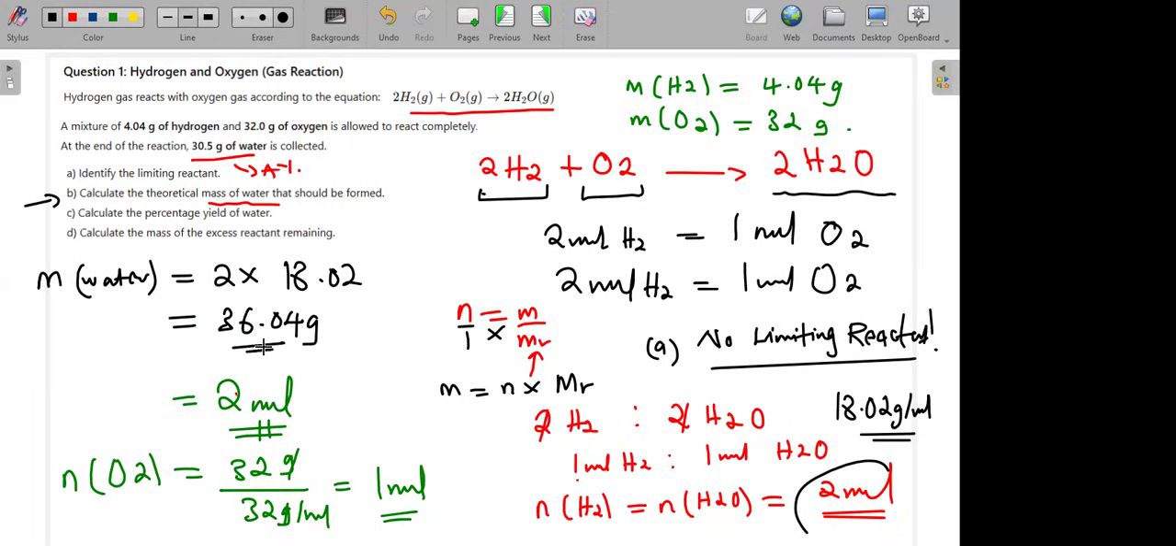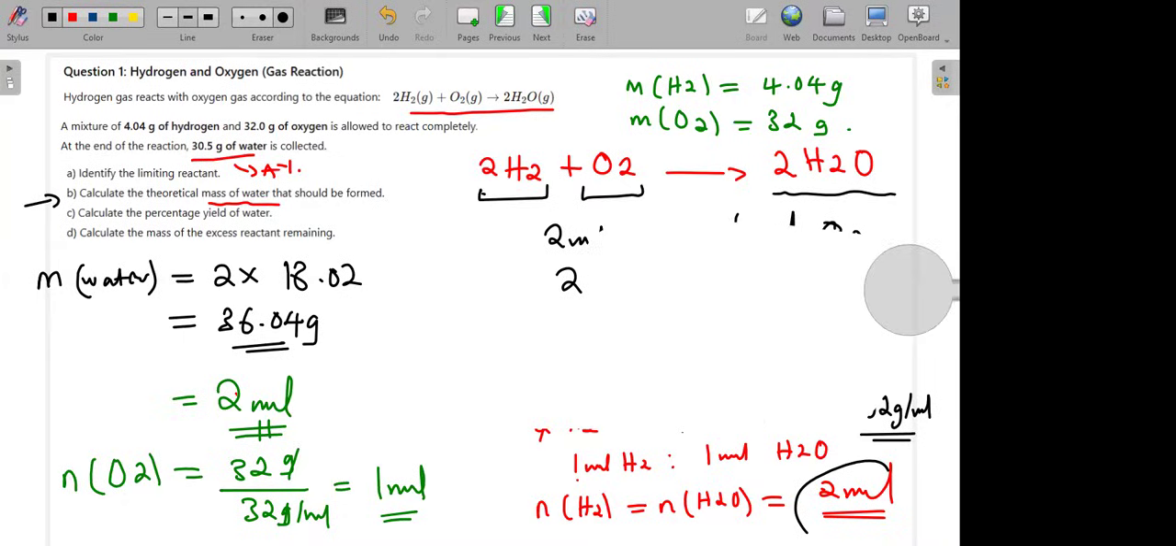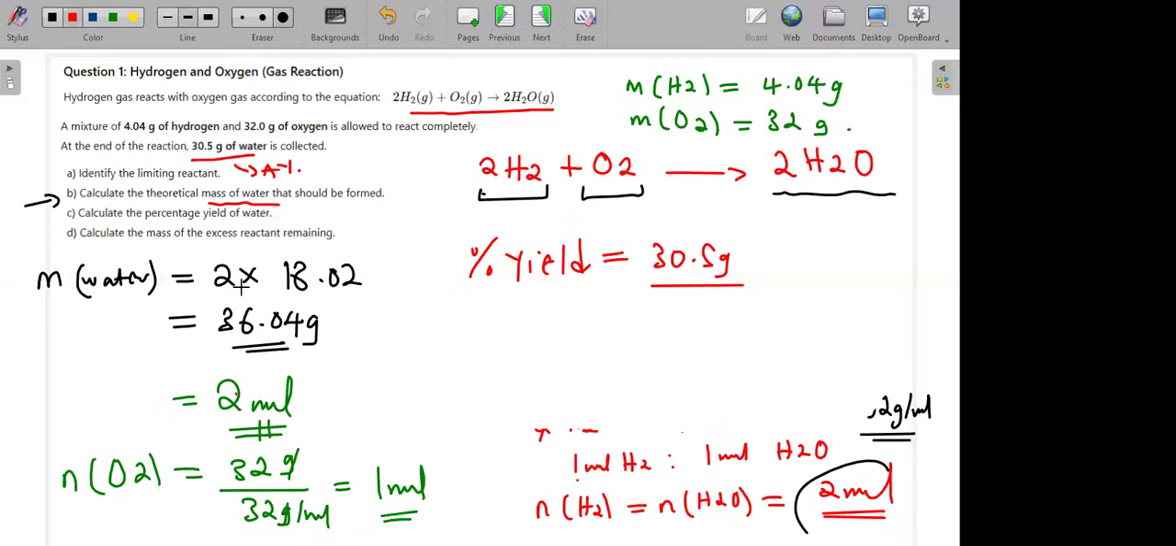36.04 grams. So this is the theoretical mass of the water. You can see that the theoretical mass, we actually calculated it using the molar ratios, right? And then this one here was the actual yield, already given, or the actual mass. Okay, so to calculate the percentage yield now, we're just going to say, percentage yield is equal to the actual yield, 30.5, or the actual mass, divided by the theoretical, which is 36.04 grams, and then multiplied by 100.